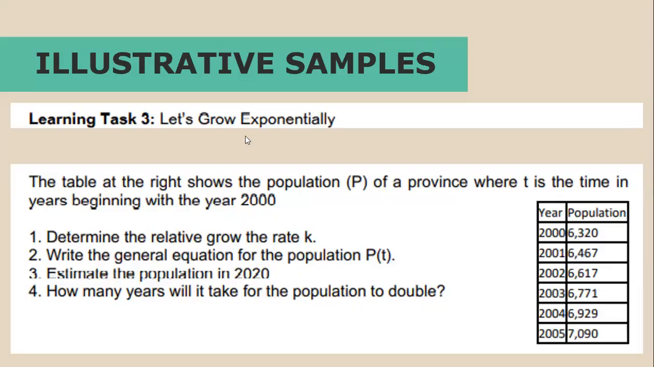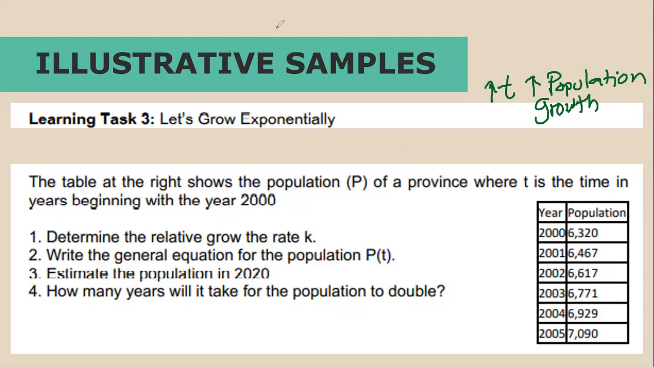Alright. Let us have the final example. So paano kapag ganito ang ating given? Meron tayong given na table. So the table at the right shows the population P of a province where T is the time in years beginning with the year 2000. And then so on and so forth, lumilipas ang isang taon. Okay? Kung mapapansin natin sa table, dumadami yung population. So increase ng time, increase yung population. So this is an exponential growth.